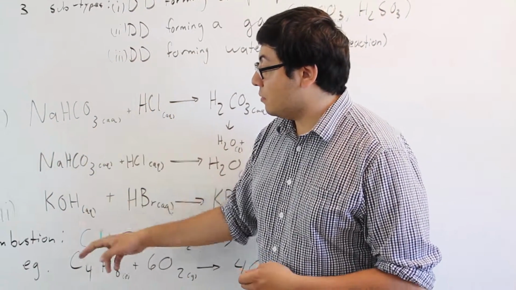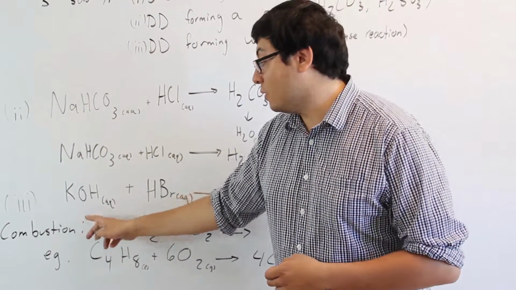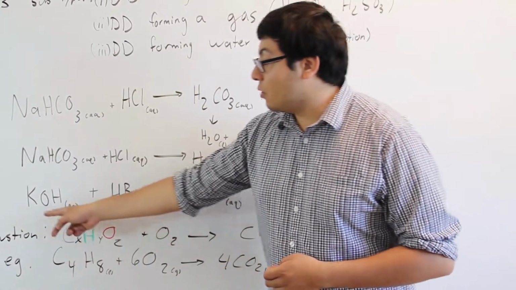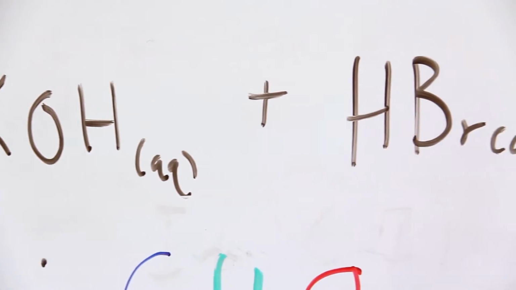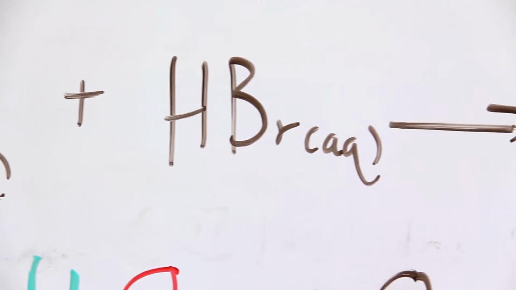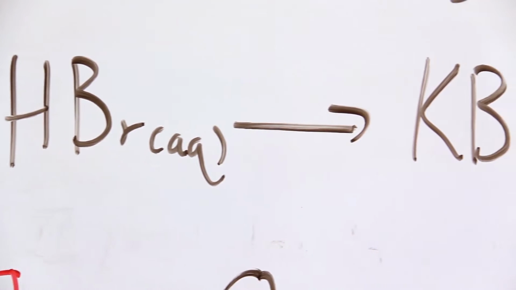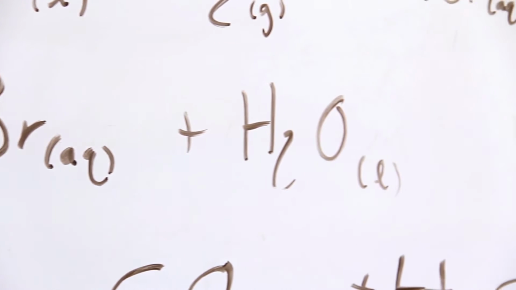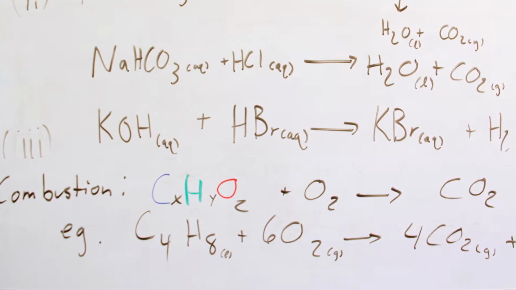The third subtype, a double displacement reaction forming water, as is seen in an acid-base neutralization, is over here. So here we have KOH, which is a base, and HBr, which is an acid, reacting to form KBr and H2O. The last kind of reaction we're going to learn about is a combustion reaction.